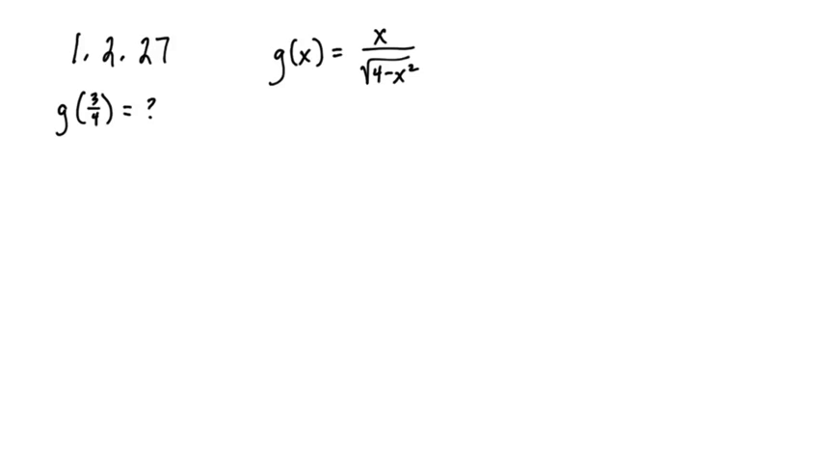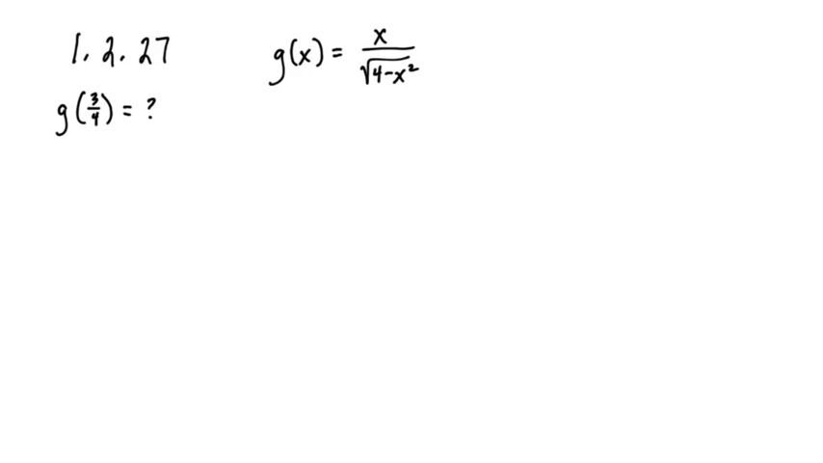In this video, I'll be doing problem 1.2.27, and we're going to do the last part, I believe. We have this function g of x equals x over the square root of 4 minus x squared, and we're finding g of 3/4.